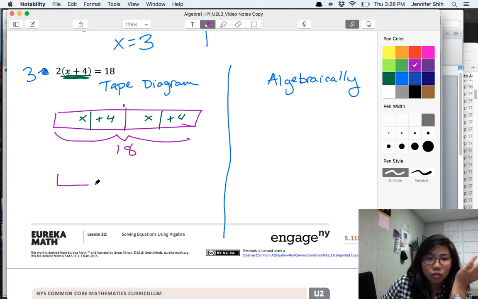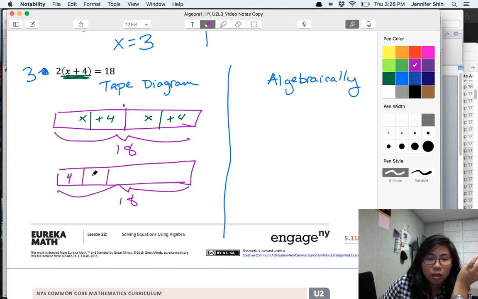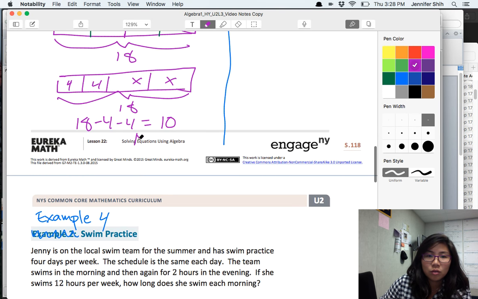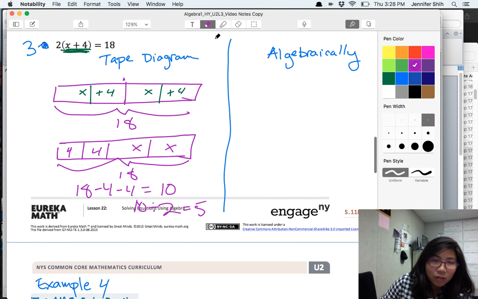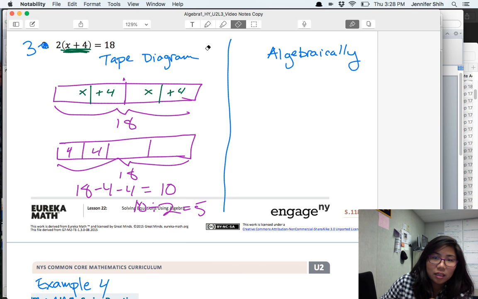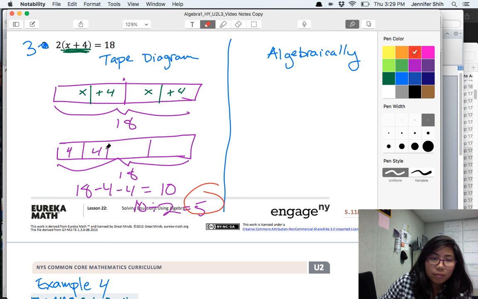Okay, so if I draw another tape diagram, same length, this is still 18. So 2 of these are 4 and 4, and then 2 of these are x and x. So I think to myself, okay, 18 minus 8, that's 10. And then 10 divided by 2, that's 5. So if I replace x with 5 in here, will that make 18? Let's find out. 4 plus 4 is 8, plus 5 is 13, plus 5 is 18. Good. So intuitively, I think that x must equal 5.